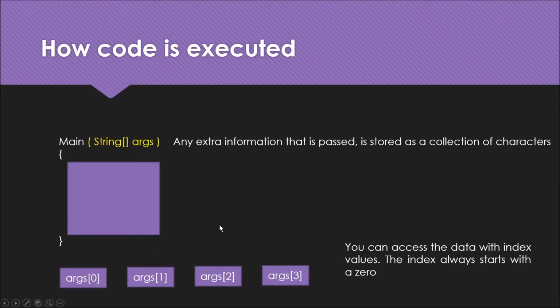Suppose I write my program Umair and Ahmad. In that case, Umair will be accessible by writing args 0, and Ahmad will be accessible by writing args 1. Just keep in mind whenever you pass a function some values, the index will always start at 0. So the first value will always be within the 0th index, the second value will always be within the first index, and so on.